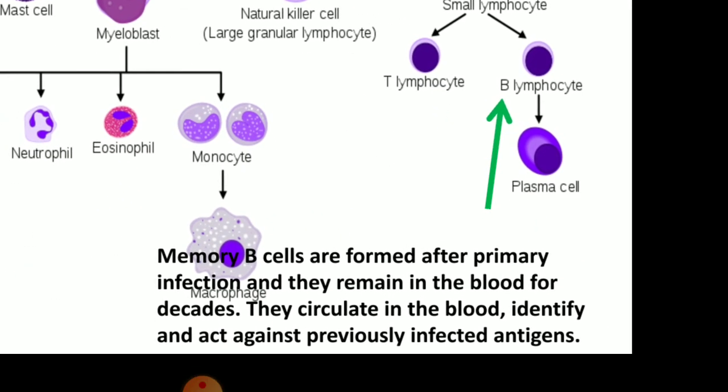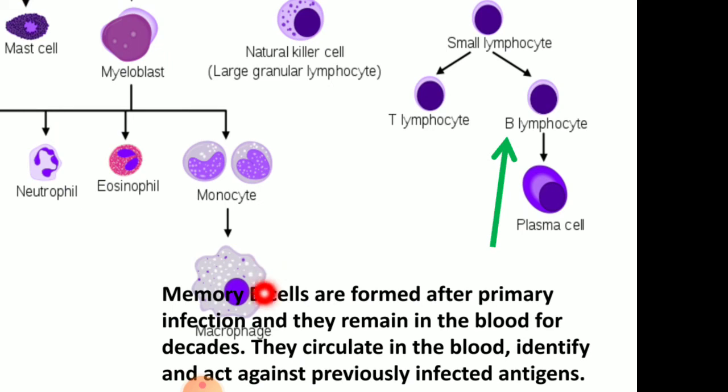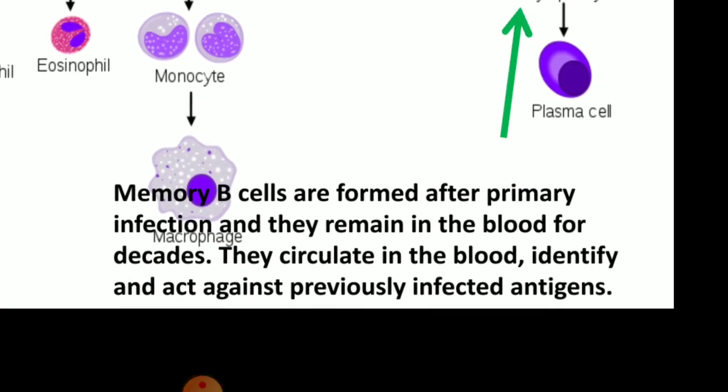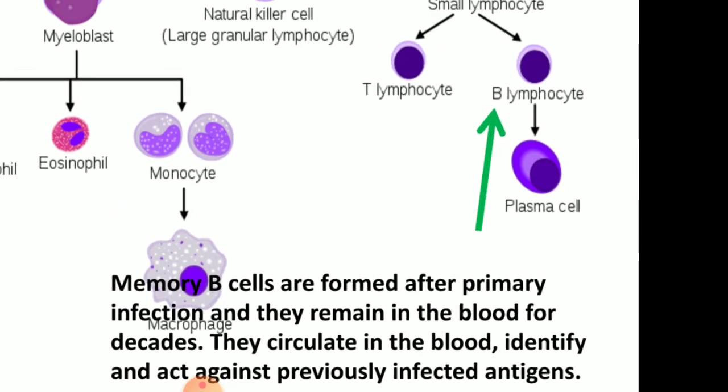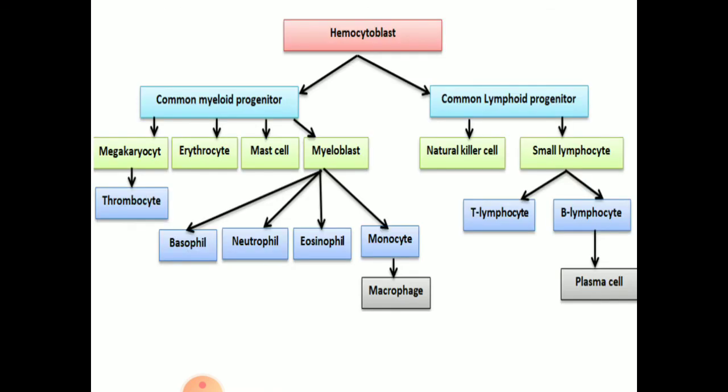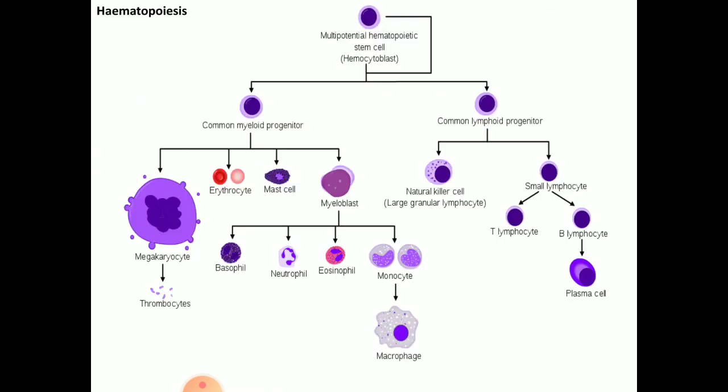So like we have memory T cells, we also have B memory cells that are formed after the primary infection, and they remain in the blood for decades. They circulate in the blood, identify and act against previously encountered antigens. So this is the overall view of hematopoiesis.